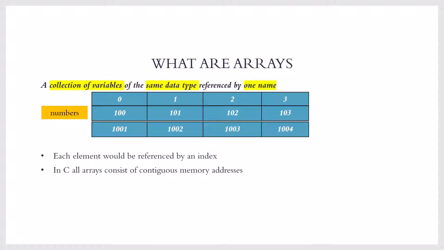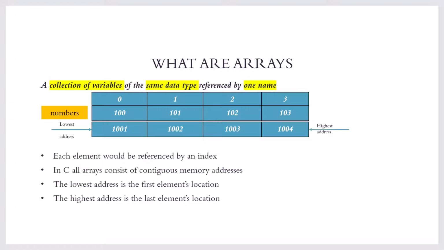Now, in C, all arrays consist of contiguous memory addresses. And so the lowest address is the first element's location, the highest address is the last element's location.